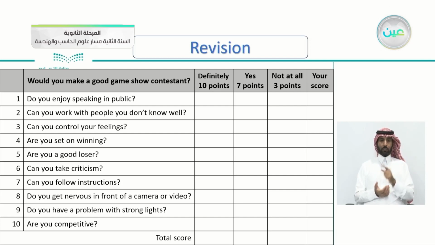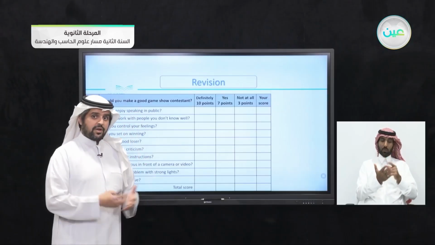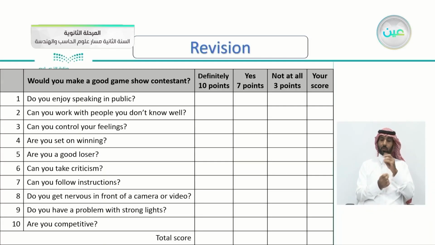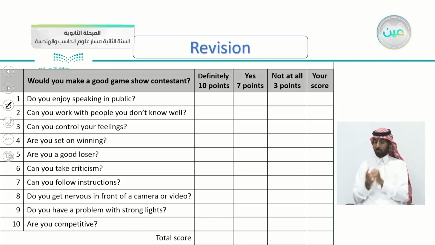Questionnaire meaning you have a list of questions that you have to answer and give yourself a score. We have 10 questions. Do you enjoy speaking in public? Let's do some of them together. Do you enjoy speaking in public? You say definitely yes or not at all. For example, I will put yes. So this gives me 7 points.